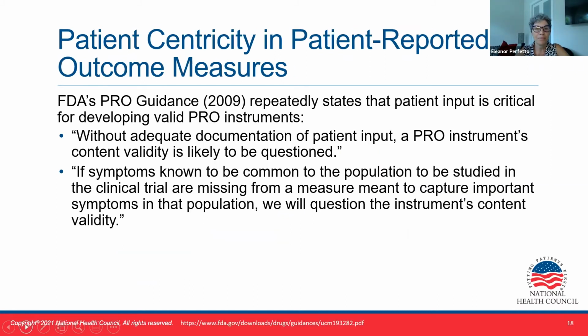Next slide, please. So, patient centricity in patient-reported outcome measures. In 2009, the FDA put out their PRO guidance document, and it repeatedly states in that document that patient input is critical for developing valid patient-reported outcome instruments. And here are some quotes. Without adequate documentation of patient input, a PRO instrument's content validity is likely to be questioned. If symptoms known to be common to the population that's being studied in a clinical trial are missing from a measure meant to capture important symptoms in that population, we will question the instrument's content validity. So that's something that's coming directly from that document.